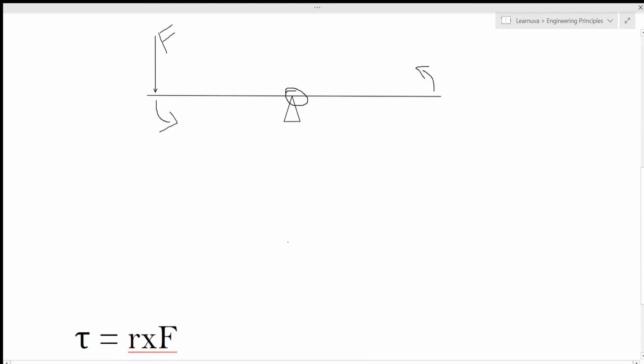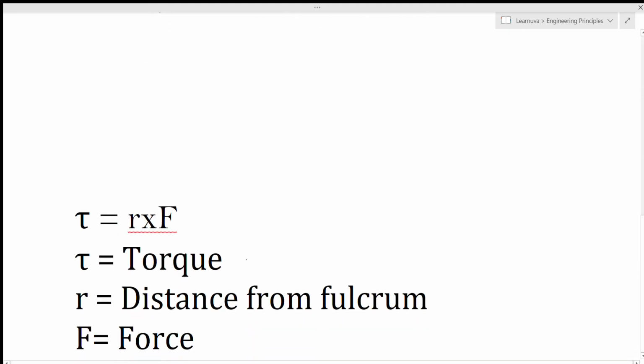To understand a little better, let's look at the equation for what torque is. Torque equals R cross F. That weird looking T is tau, a Greek letter, and it stands for torque. R actually doesn't stand for radius in this equation. It stands for the distance from the fulcrum, and I'll get into just what a fulcrum is in another minute. And F, of course, is force.